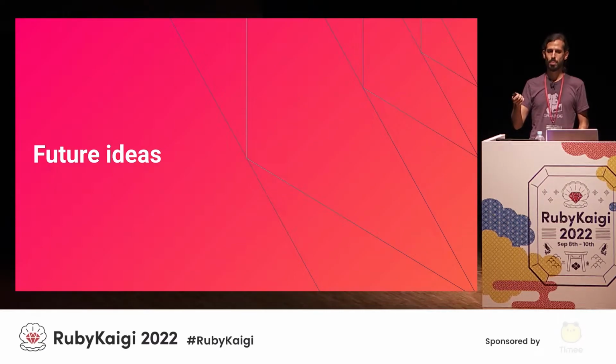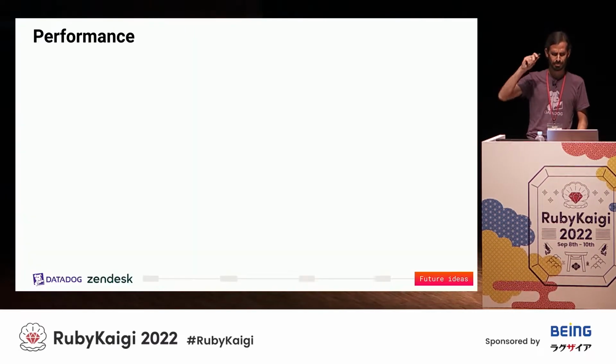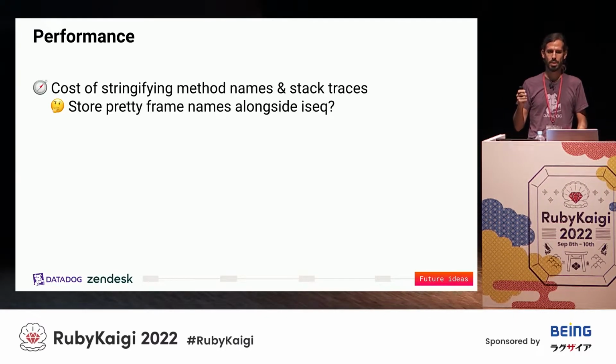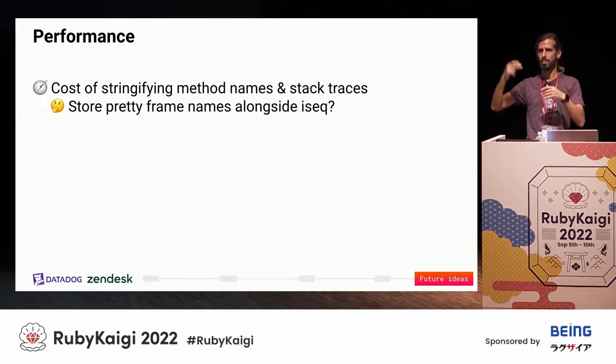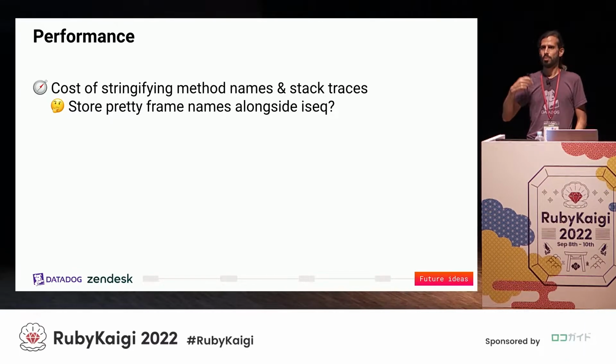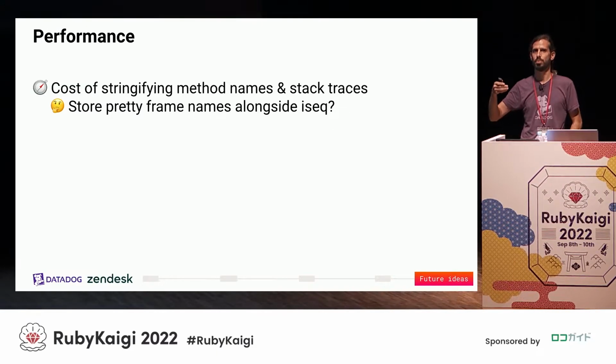So let's go back to heap profiling and talk about future ideas. Definitely performance is still the thing on our minds, and the cost of turning the backtrace into a bunch of strings is still higher than we would like. So we're still exploring ideas such as what if we stored the existing names inside some of the internal Ruby objects so that we didn't have to keep generating them again and again.